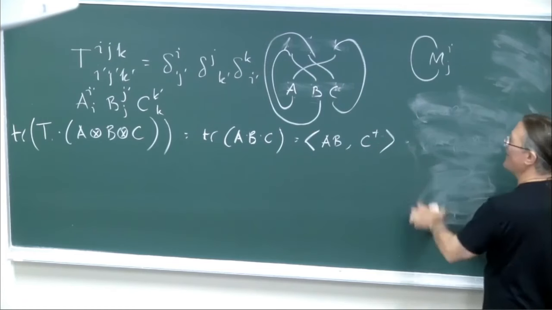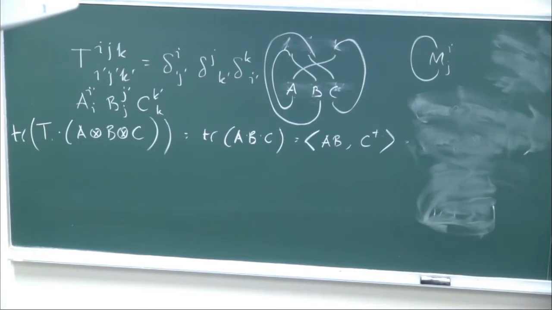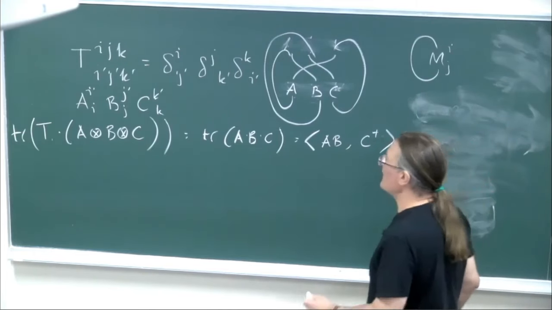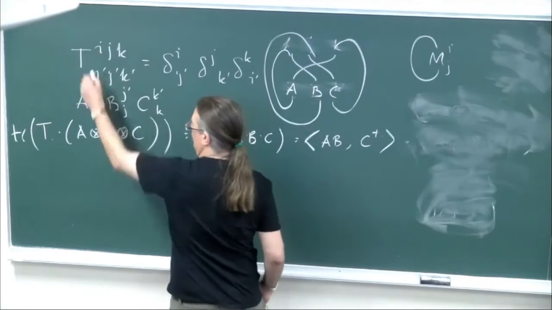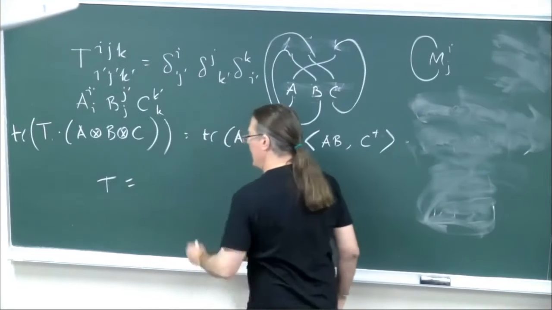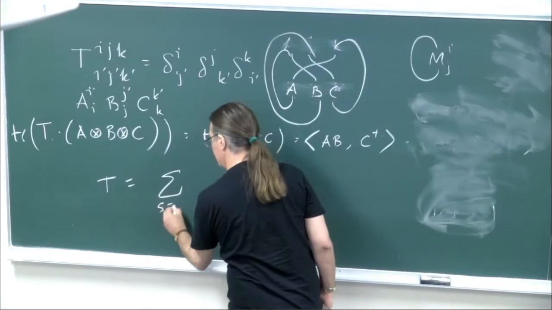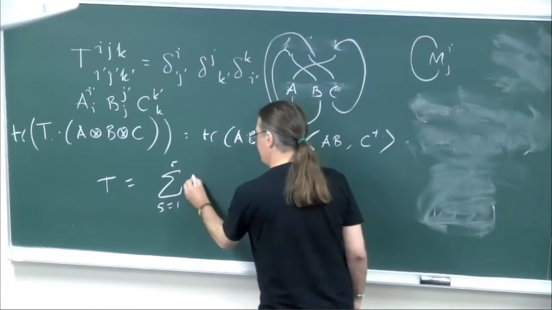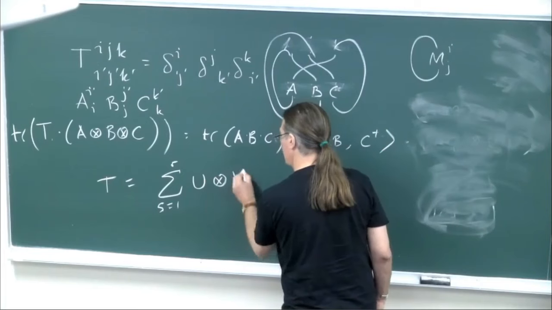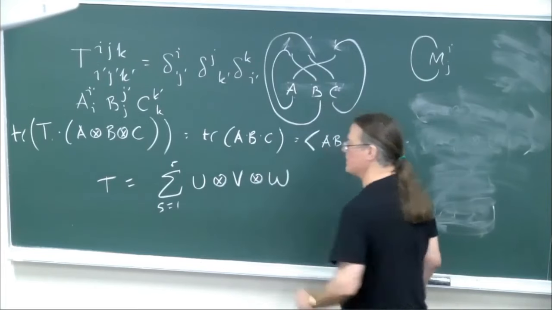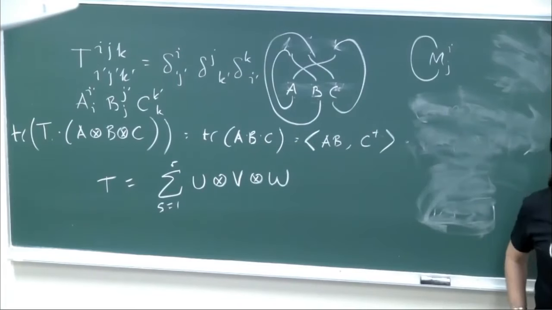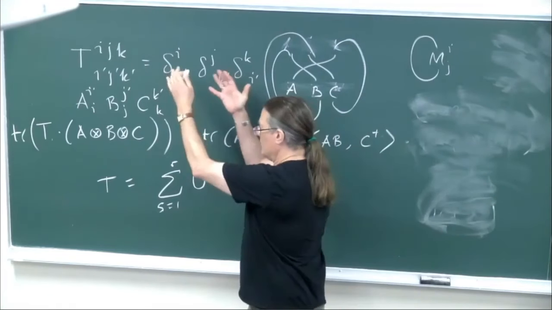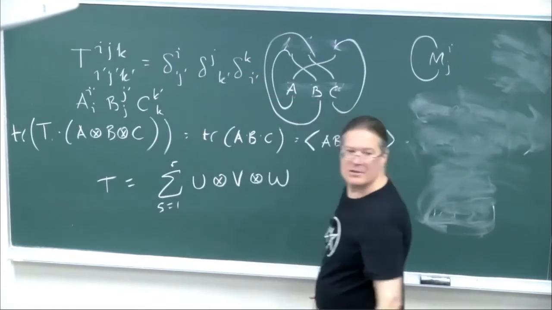Okay. All right, now, what is this computer science question that a lot of us are interested in? We would like to write this tensor as a sum of R terms, each of which is a tensor product of three n by n matrices. And if we can do this, we say that this tensor has rank R or less.